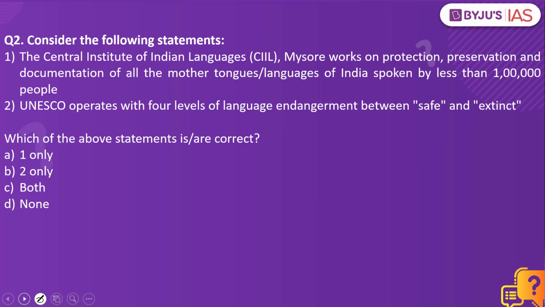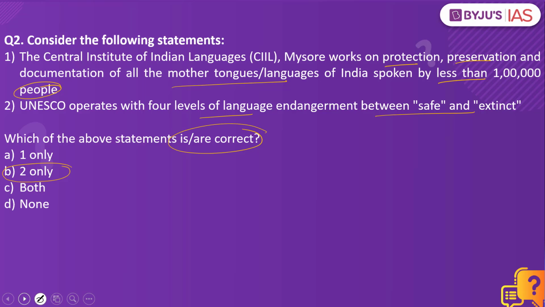Consider the following statements. 1. The Central Institute of Indian Languages, Mysore, works on protection, preservation and documentation of all the mother tongues or languages of India spoken by less than 1 lakh people. 2. UNESCO operates with 4 levels of language endangerment between safe and extinct. Which of the above statements are correct? The answer to this is 2 only.